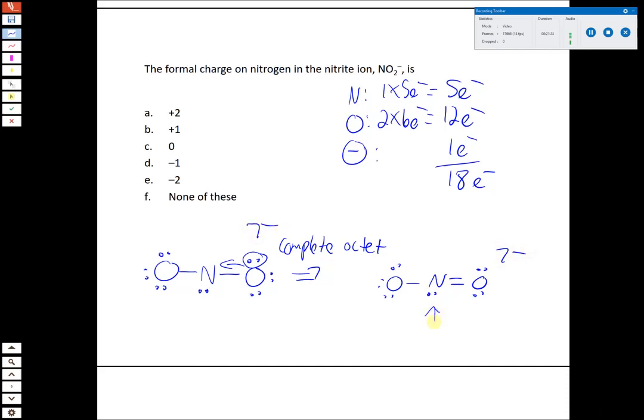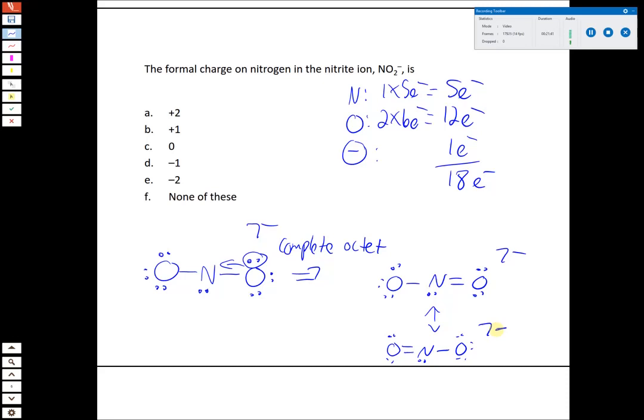Now, the other thing we should keep in mind is that this has resonance. It's not important for this question, but there are actually two equivalent structures we could draw, where we could put the double bond on the left side as well. So we could get this structure also, which is equivalent, and it also has one double bond between nitrogen and oxygen.